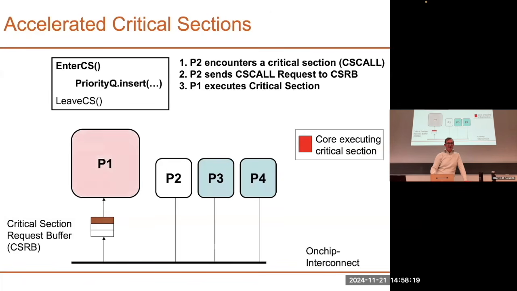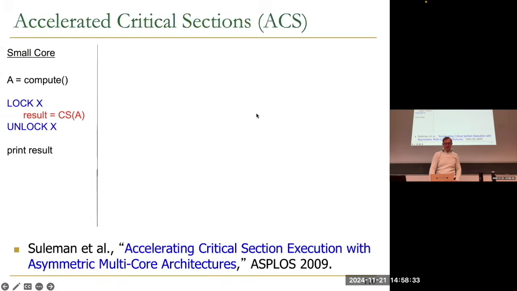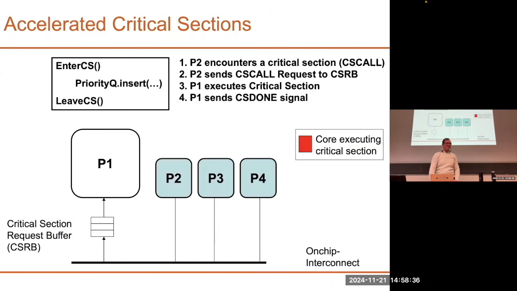And then at some point, processor 1 schedules that over here. It could be a FIFO queue. We're going to change that queue later on. In this particular incarnation, it's a FIFO queue. And processor 1 executes the critical section. And once it's done, it sends the critical section done signal. And processor 2 can continue. Hopefully that makes sense, right? It's a simple execution model.